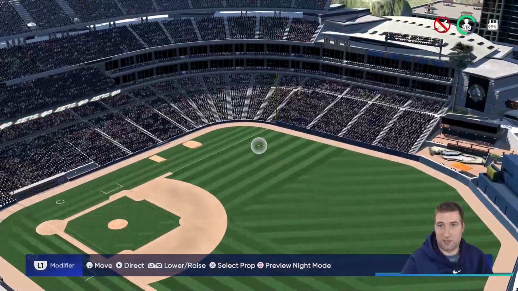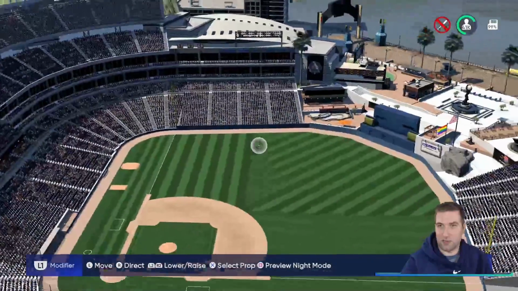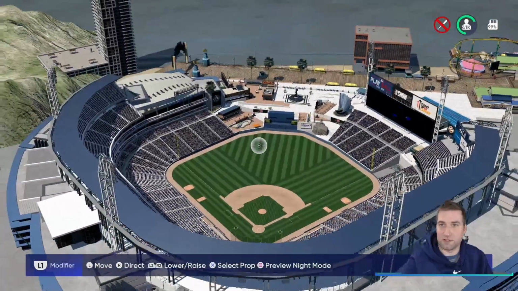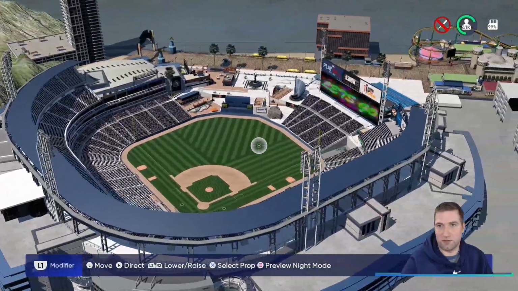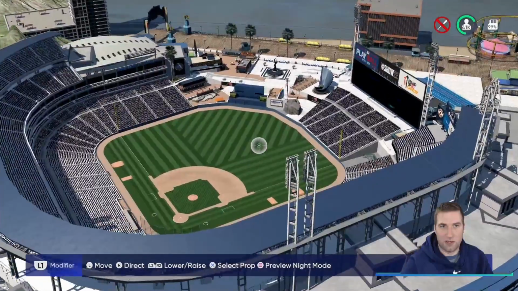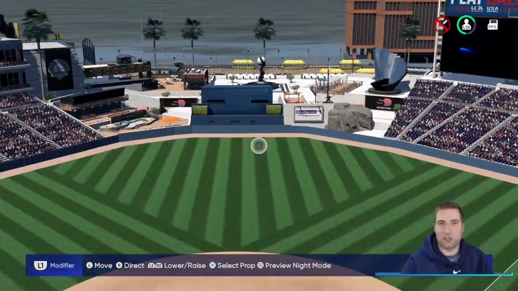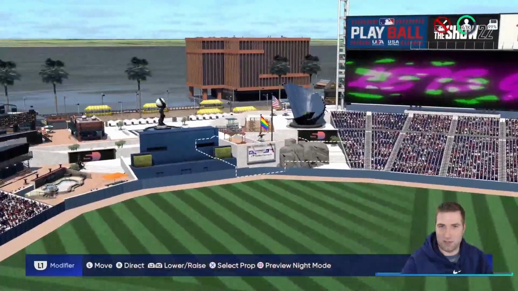Another thing that you're going to want to put in your ballparks if you want it to be more realistic is just signs and advertising in general. Ballparks have a ton of sponsors and a ton of signs all around the ballpark. So that's going to give it that extra bit of realism. So you can see I have signs there.